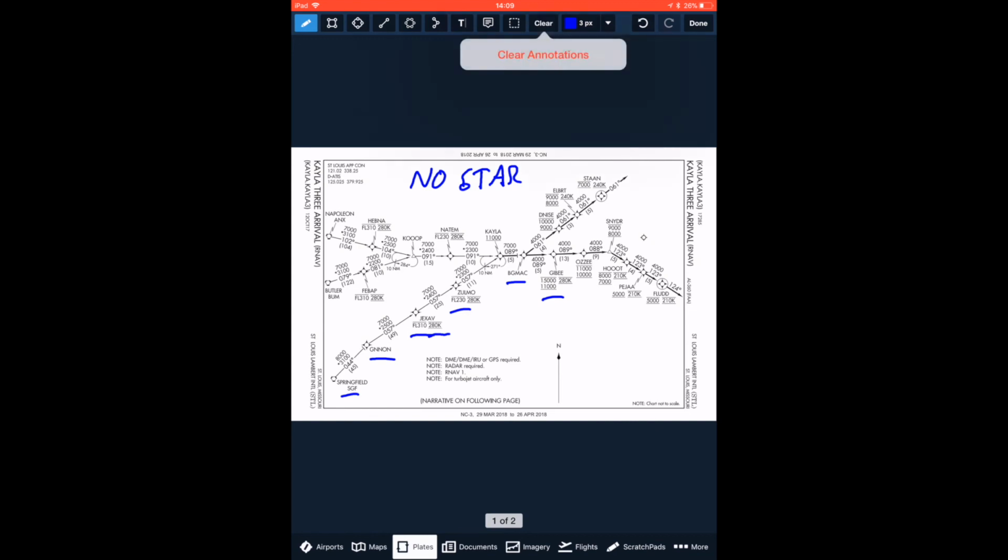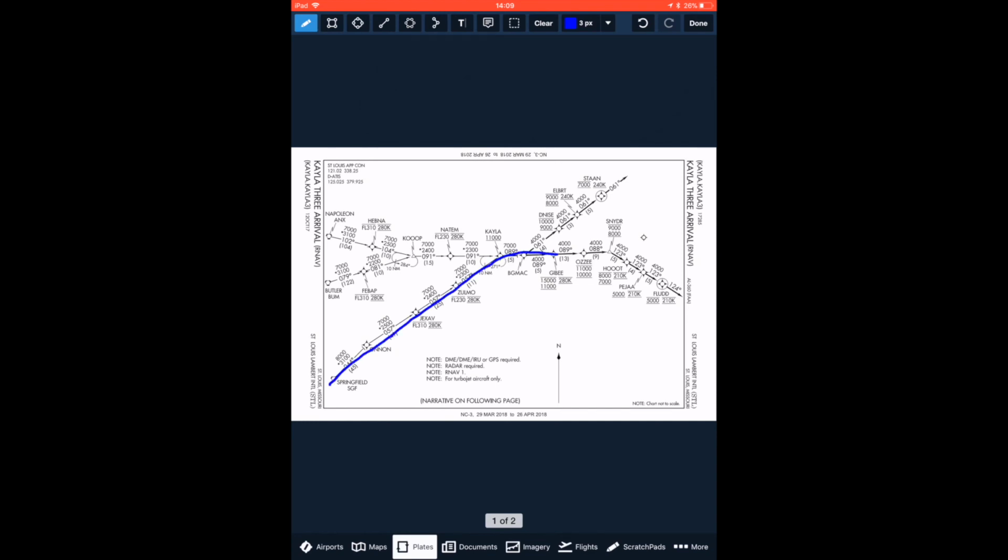So in conclusion, stars are an easy way for air traffic control to get you from the en route environment up in the flight levels all the way in to the airport and finally onto the ground.